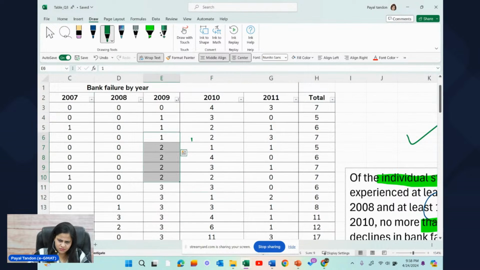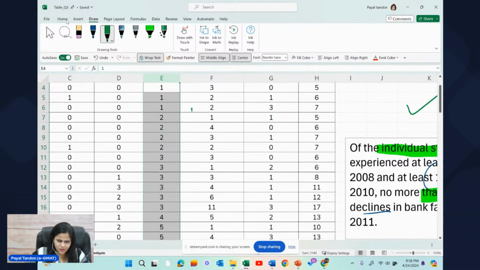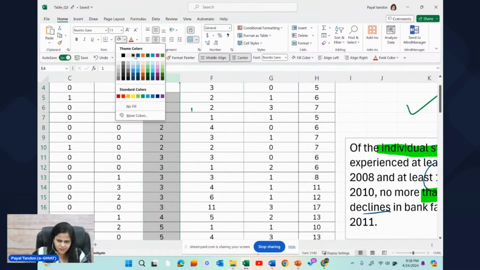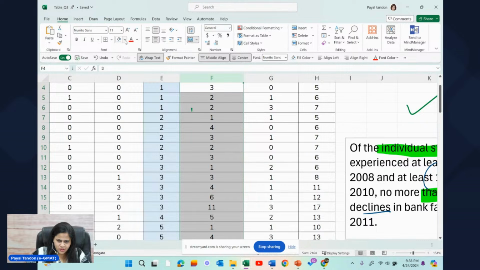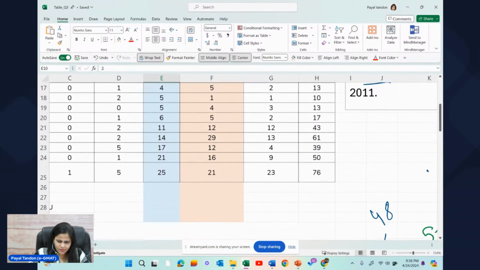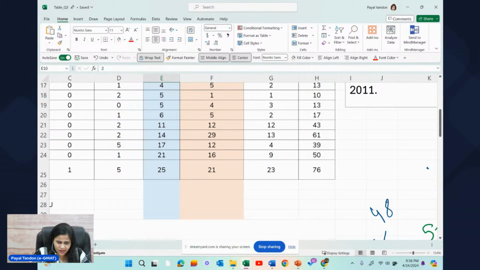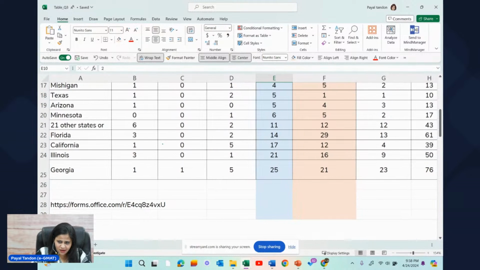Let me just highlight the row. I'm not sure what's going on here, so I'm going to highlight this. This is one, and then this is the other one. Okay, now let's come down. Again, you have to make sure you don't end up adding these 21 other states.